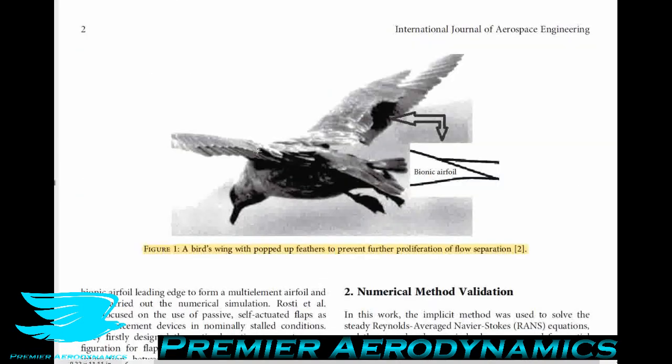And if you look at a lot of birds, not just seagulls, but a lot of birds in general, if you look at the back wings when the bird is landing, often there will be these feathers that pop up. So there will be these two sets of feathers, one underneath and one on top. And this is thought to be some sort of flow control device. So that's what we're going to be looking at today. And this is called a Bionic Airfoil.